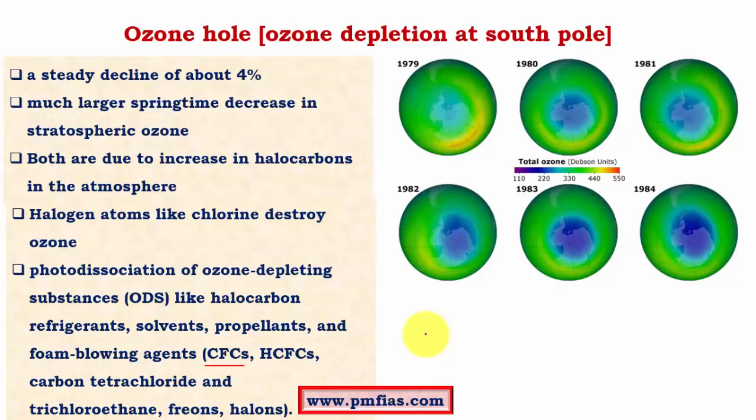In refrigerators, and due to the reduction in the use of these halocarbons, the ozone hole recovered slowly. It is recovering slowly, it has not yet recovered, but the main ozone hole depletion is because of these kinds of elements like chlorofluorocarbons, etc.